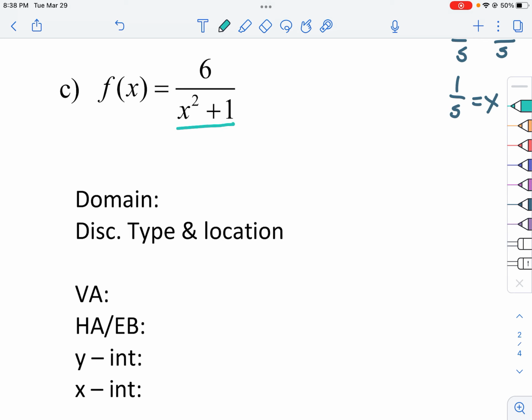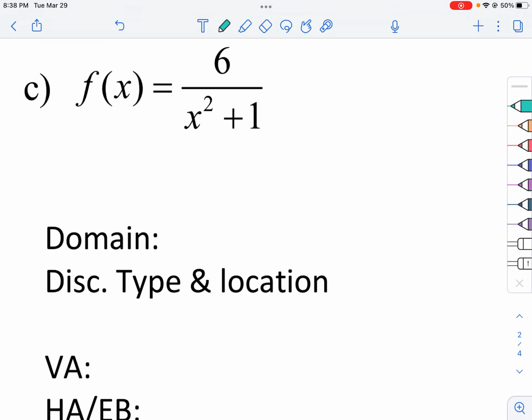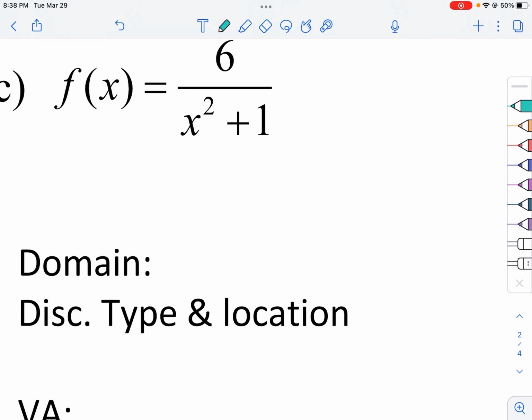X squared plus 1 is also already factored as much as possible. This is not a difference of squares because it's not a minus sign. It's a plus sign, so we keep it just as it is. Your next step after looking at if anything factors should be checking for vertical asymptotes or types of discontinuity.